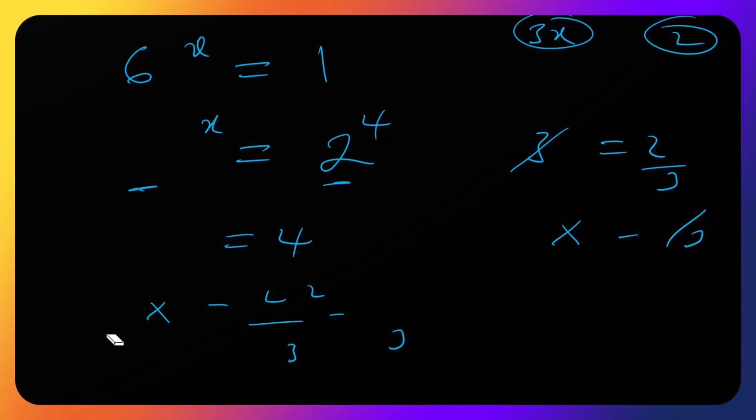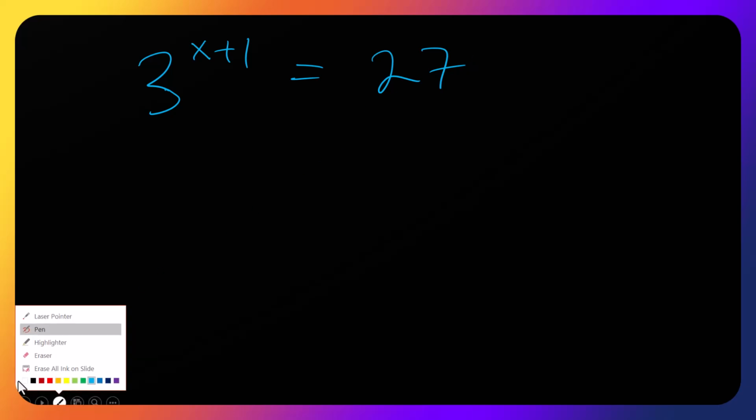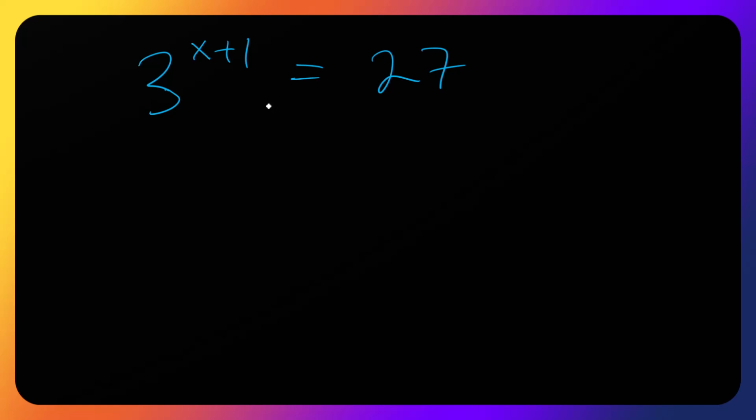Now let's look at the next example. So we have 3 to the power of x plus 1 equals 27. Okay, so let's be very careful here. Let's change this 27. So that will be 3 to the power of x plus 1. So 27 will be this number multiplying itself 3 times.